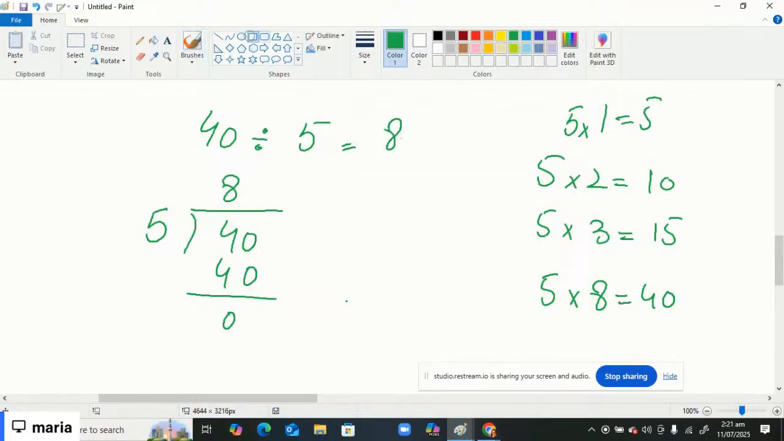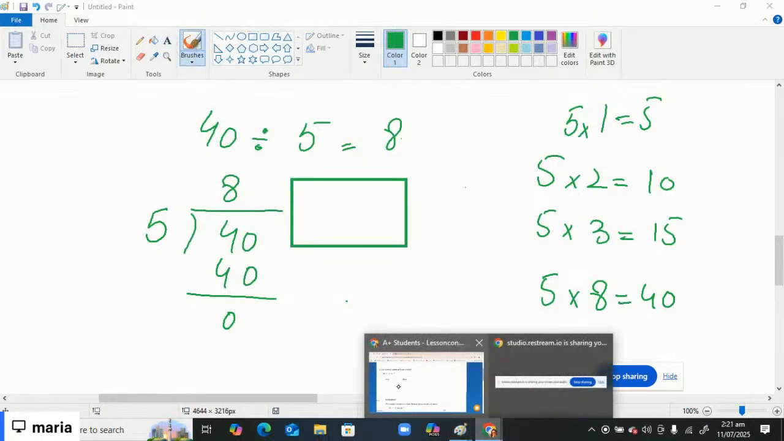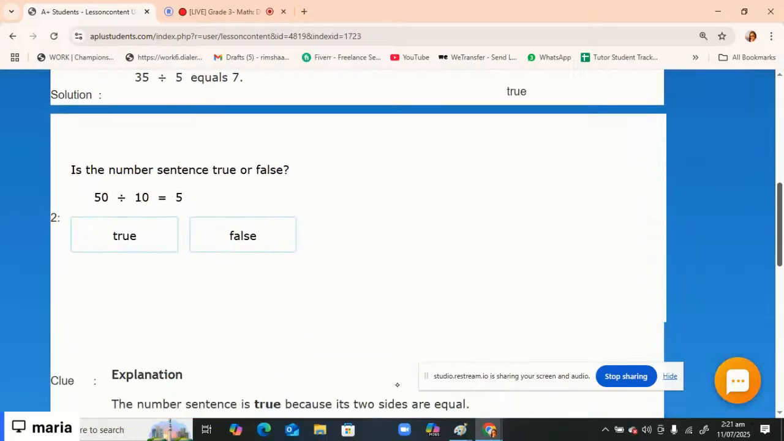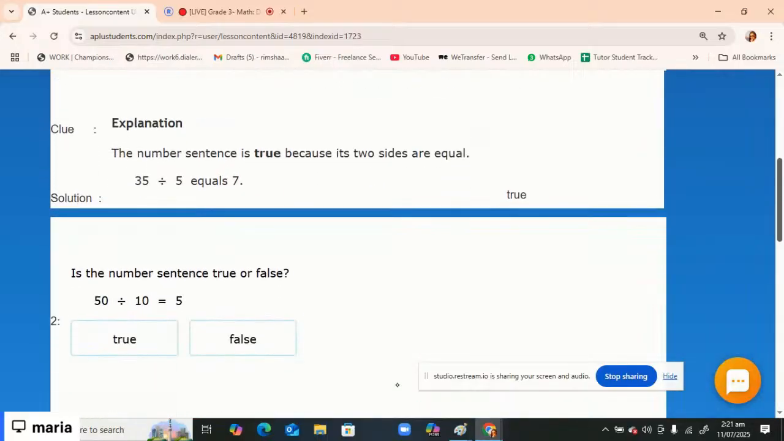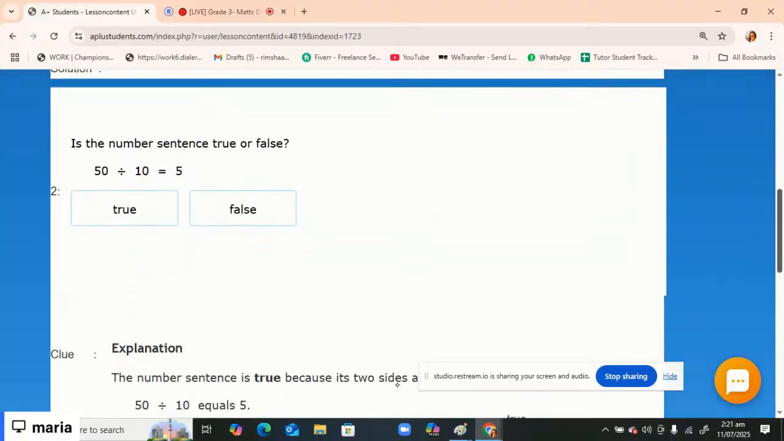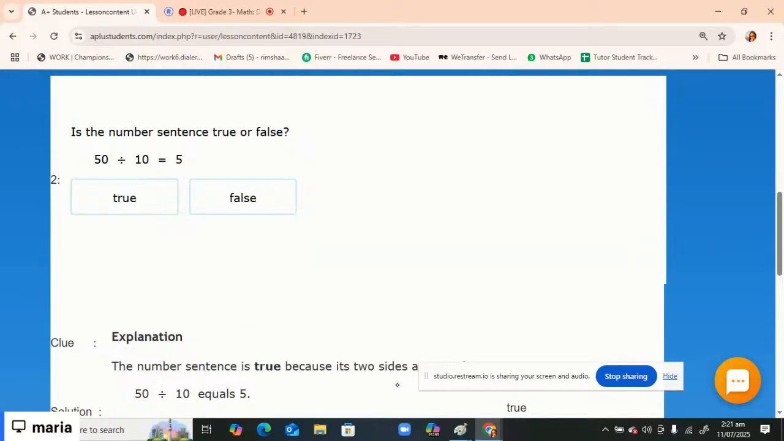But here there is a box and it says, is it true or is it false? So you check it out. If it is true, then you are saying that yes, it's the right answer. First you check it out by solving it that way, and then in the end you see if it's true or if it's false. Now, is the number sentence true or false? We're going to check it out.